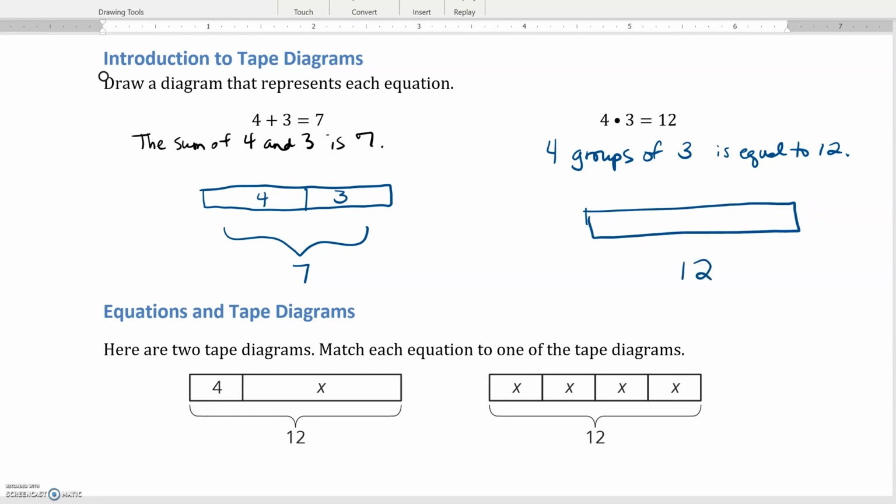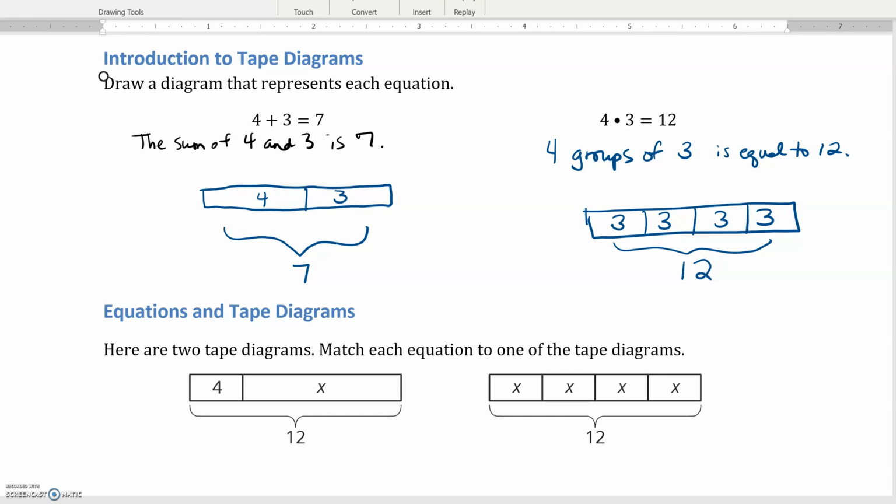But there are 4 equal groups that are equal to 3 in that tape diagram. So I'm going to divide this into 4 equal groups, and each group is equal to 3. And so this bar represents 4 groups of 3, or 4 times 3, equals 12.